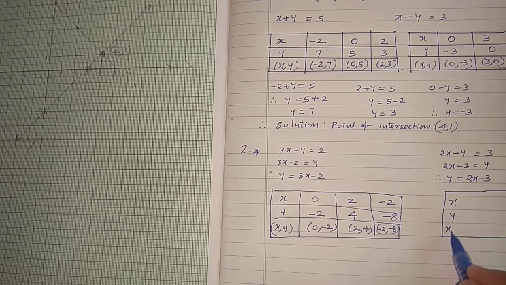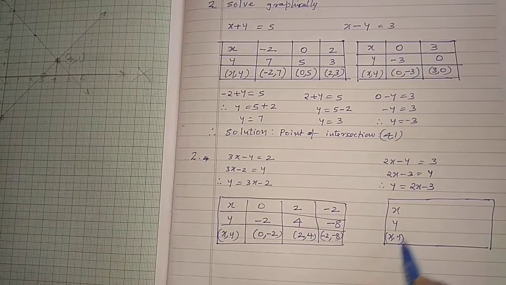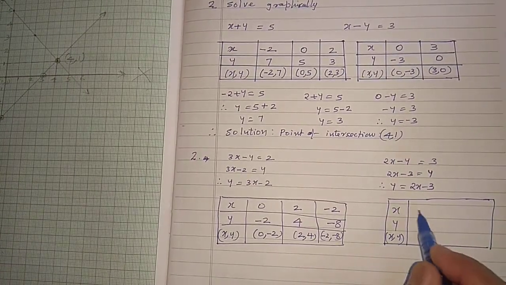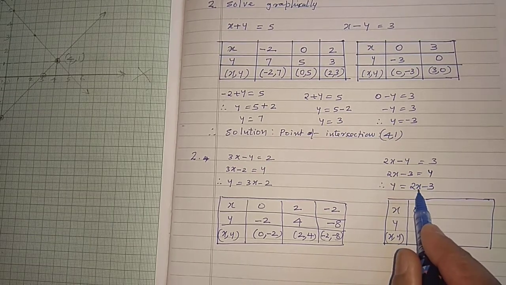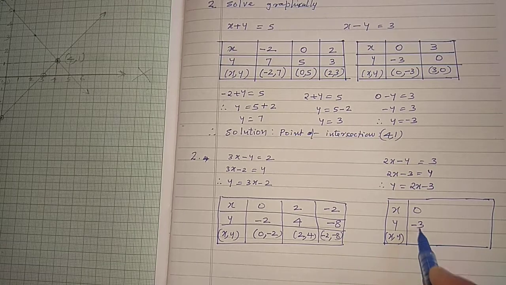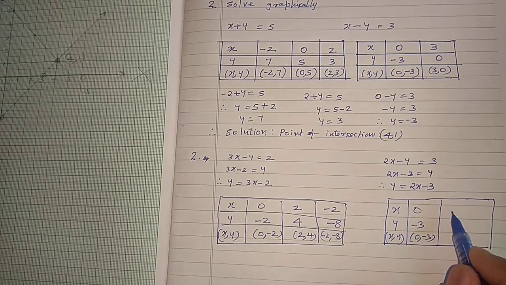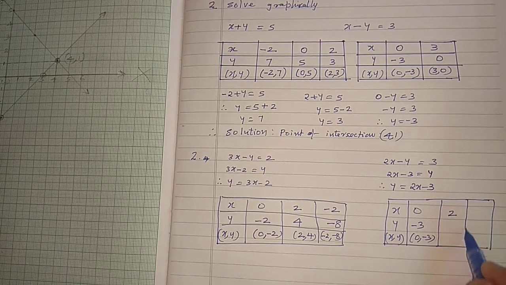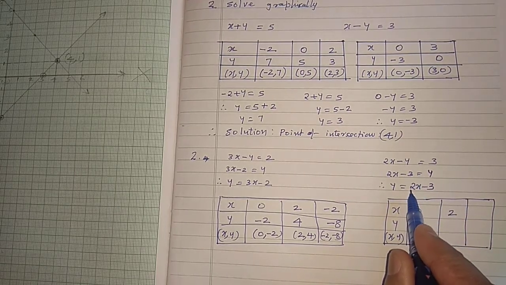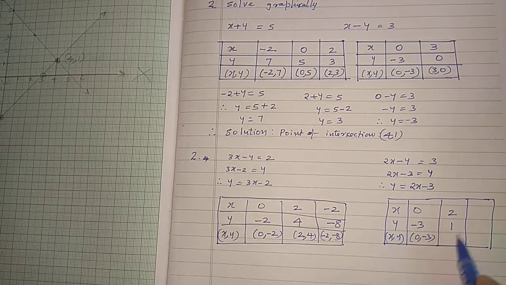X, y, x comma y. We put x is 0. 0 into 2, 0, minus 3. Y is minus 3. First point is 0 comma minus 3. Here we take second point x is 2. 2 2s are 4. 4 minus 3, 1. So here it is 2 comma 1.